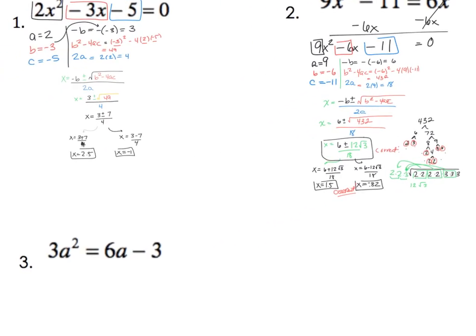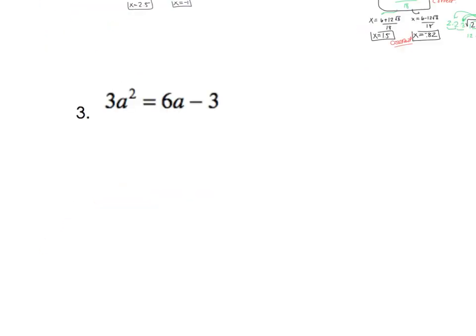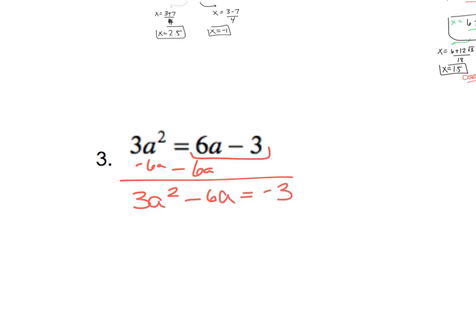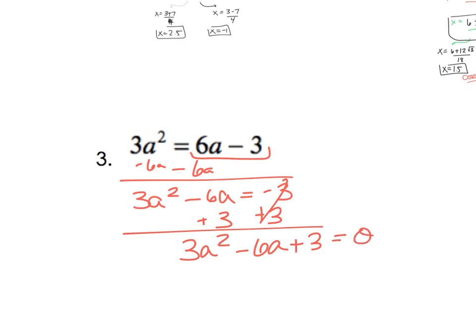Now, let's go on to number three. In this example, I have 3a squared equals 6a minus 3. If you want, you can just change them to x's. That's what I always do, and you'll still get full credit. So I'm going to subtract 6a from both sides because I don't like anything on the right-hand side. So I have 3a squared minus 6a equals negative 3. I don't like this negative 3, so I add 3. And I get 3a squared minus 6a plus 3 equals 0, which I like.